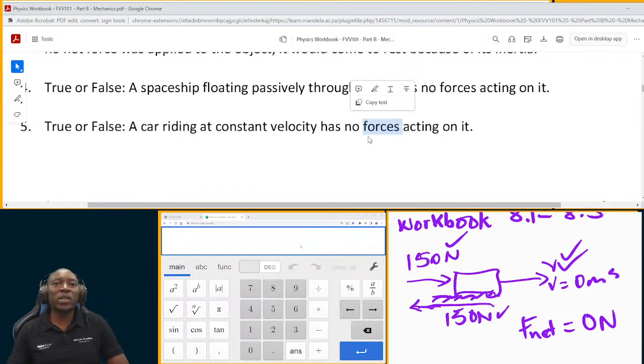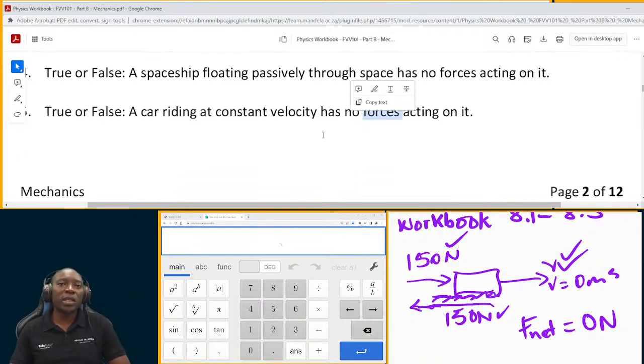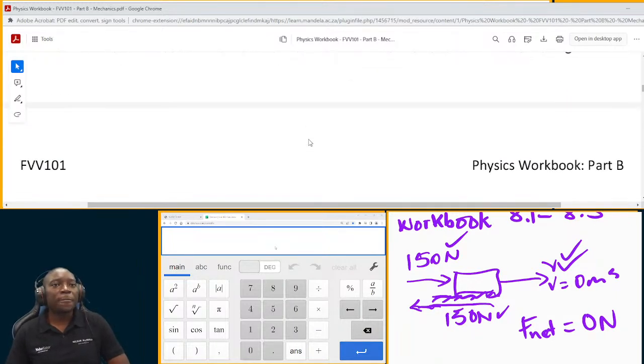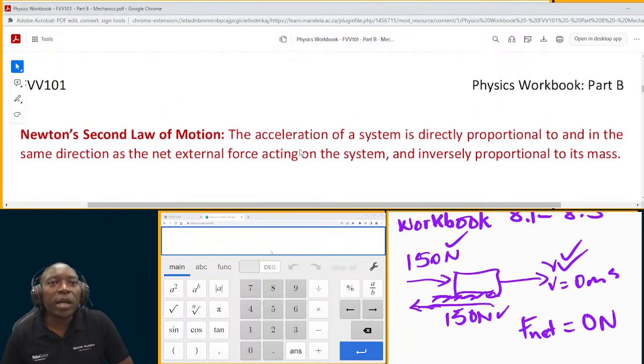Remember, no net force doesn't mean no force. It means the forces are there, but in equilibrium. Then the second law, the law that relates the net force to the state of motion of an object in terms of acceleration, of an object of mass m.